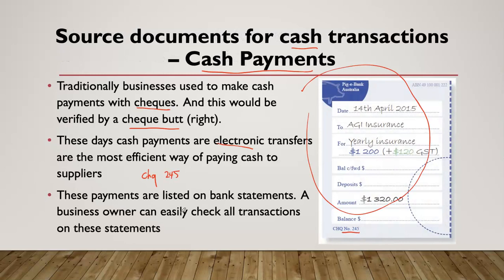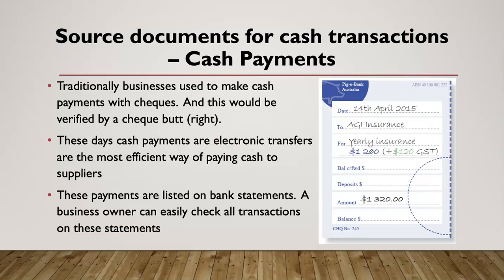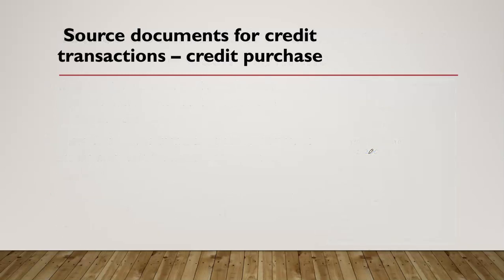We can start to analyze this transaction that we know we as a business have made a payment in cash to our insurance company for $1,320 right here, because we paid for yearly insurance, $1,200 plus $120 of GST. This would mean our assets go down, and we have a new expense, and this is how we use our documents to analyze information.